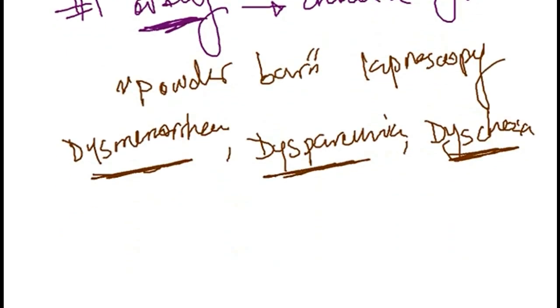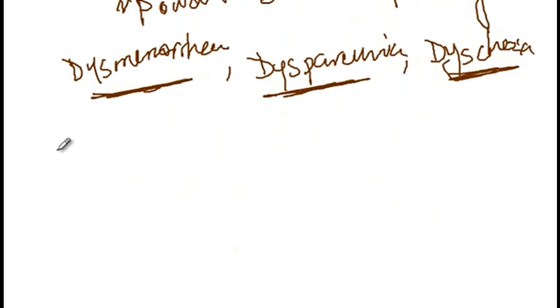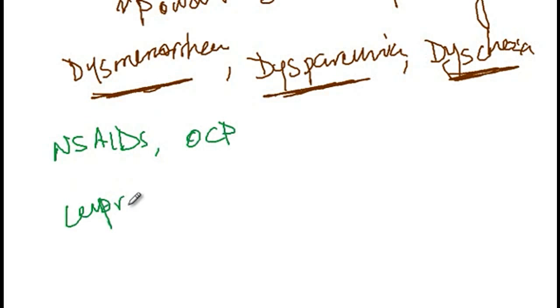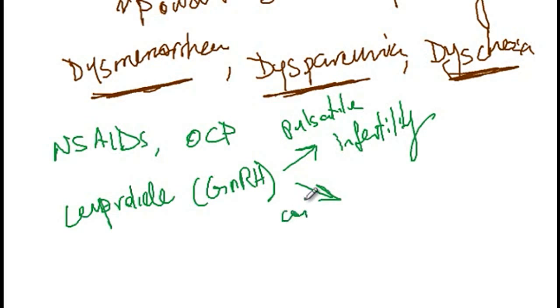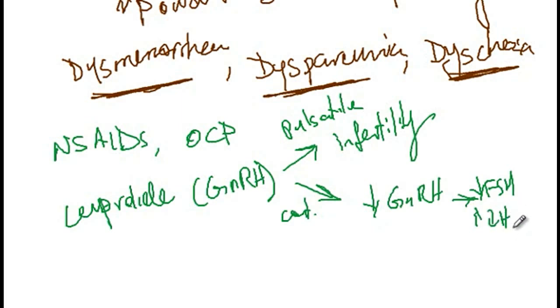So for the treatment of endometriosis, you can provide these patients with NSAIDs to help with the pain, or you can provide them with oral contraceptives. You can provide them with leuprolide, which is a GnRH agonist that if you provide it in a pulsatile fashion, it will help to resolve the infertility. While if you provide it in a continuous fashion, then it will downregulate the GnRH, and therefore it will decrease the FSH and LH in patients with endometriosis.